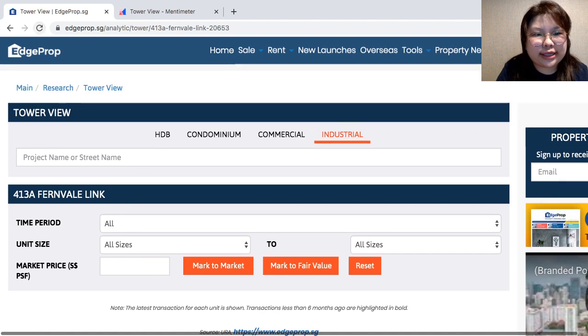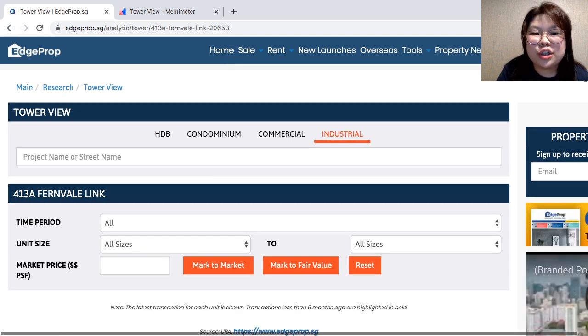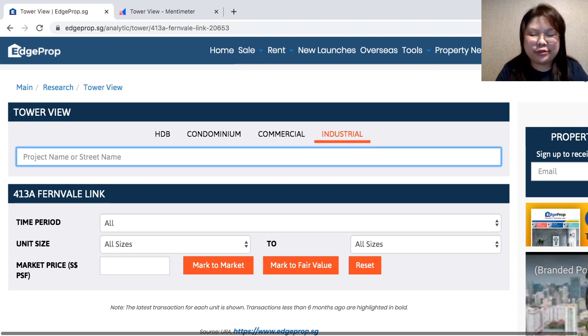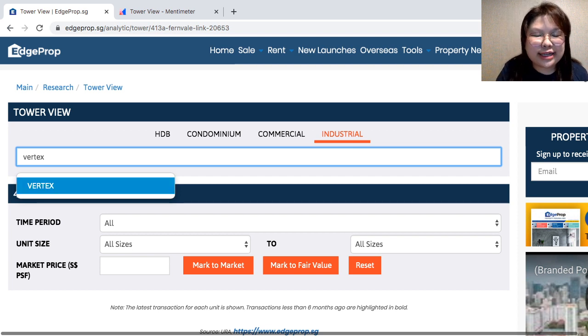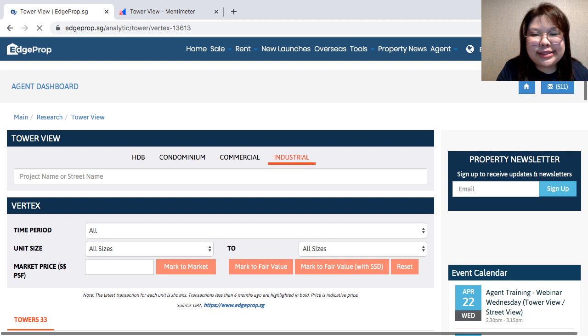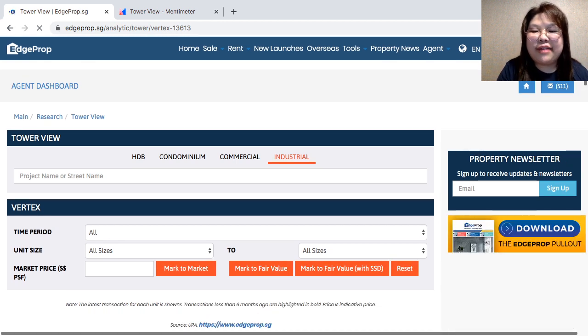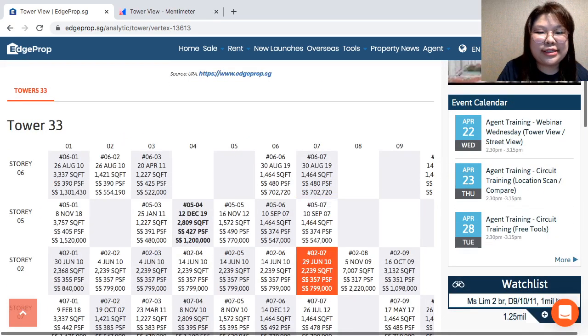Okay, let me just load this again. Lastly, we have industrial property. For industrial property, there is mark to fair value with SSD. So let me just put in one industrial property for you to see. I'm using Vertex as example. Same thing, after you key in, remember to wait for the drop down. So in this case, for industrial, there is a mark to fair value with SSD. Of course, take note, the time period is slightly different, the percentage is slightly different, but we have all worked it out for you as well. So this is for industrial.